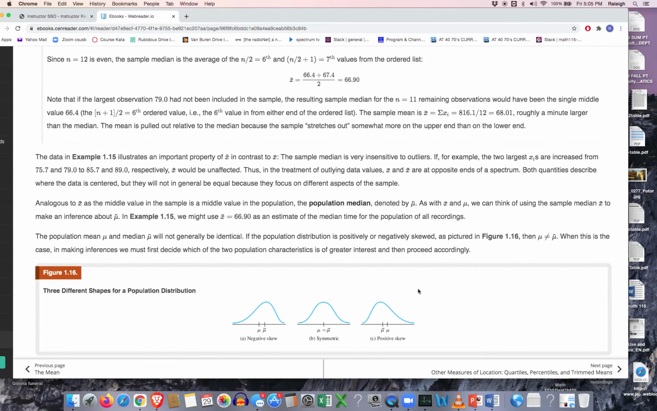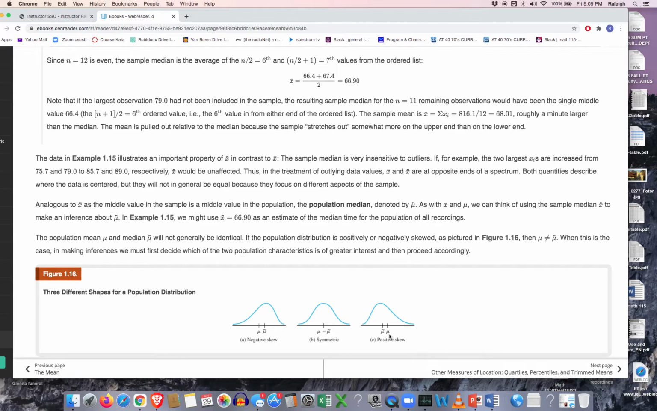So let's take a look at the picture for that. The mean by itself, the mu, is larger here. So that we have a kind of a skew like this.